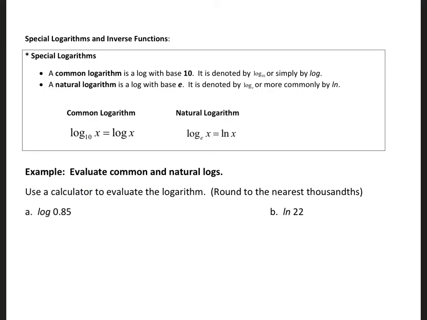So here, the first one, when I use my calculator, this is what I get: -0.07, and actually more accurately 71. And then the next one, natural log, this is 3.09. Those are values I just got from the calculator, and you can confirm with your calculator.